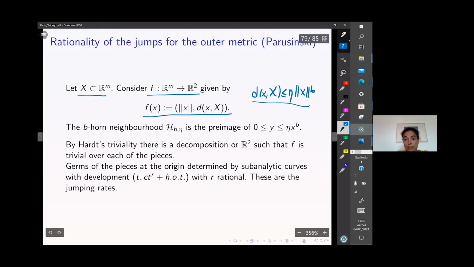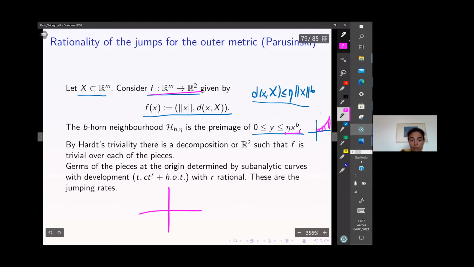And then the Berghoff neighborhood is obtained as the preimage of this area in R2. So in R2, we take the graph of eta x to the power b, and the preimage of this is the Berghoff neighborhood. Now we take this mapping, and by Hardt's triviality, there is a decomposition of R2 such that f is trivial over each of the pieces.